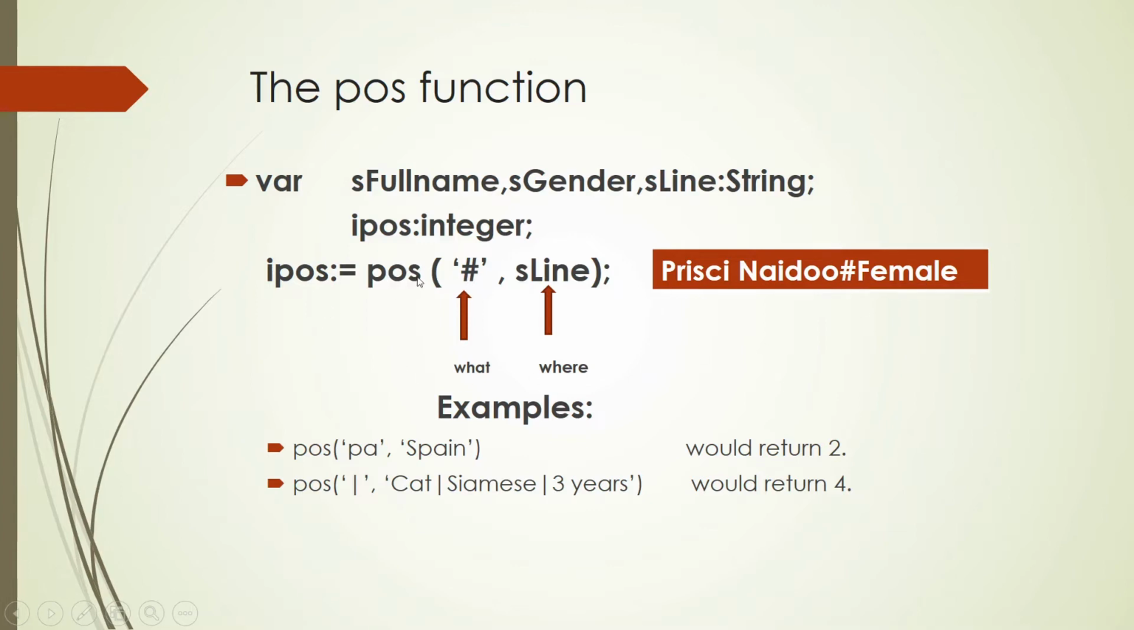So using pos, which we know is a function, find the position of the hash in this line of text. So it's what I'm searching for and where am I searching for it. Now that I know the position of the hash, I can now extract the full name, and I can also extract the gender and save them to different variables. Let's look at the next concept.